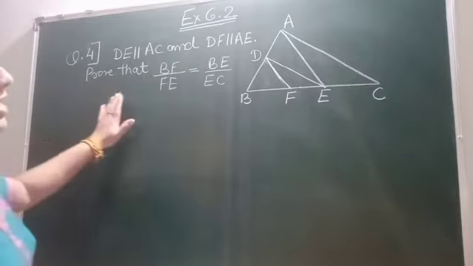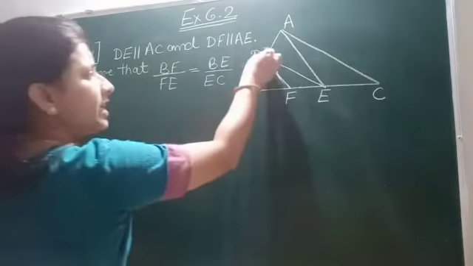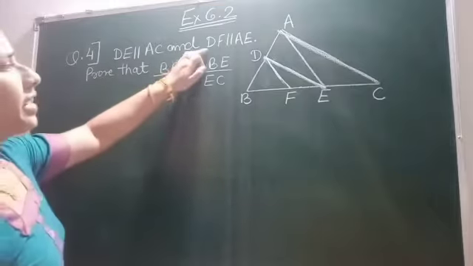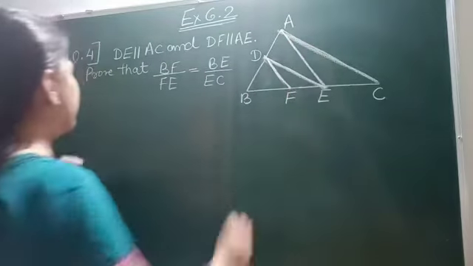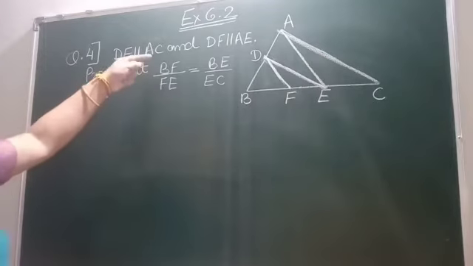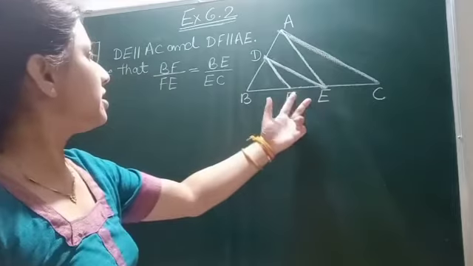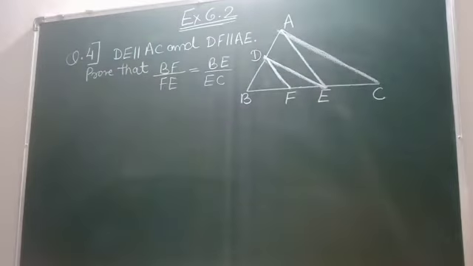Question number 4 is, in this particular figure it is given that this line DE is parallel to AC and this line DF is parallel to AE. That we have to prove that this BF upon FE is equal to BE upon EC. That we have to prove that.